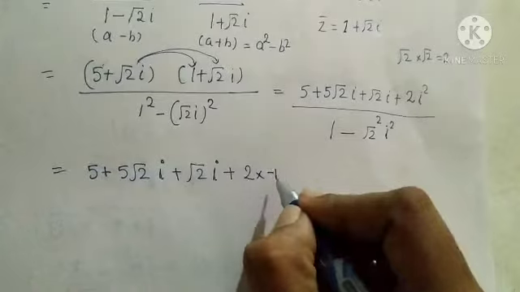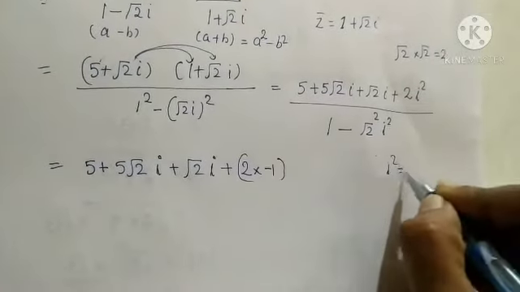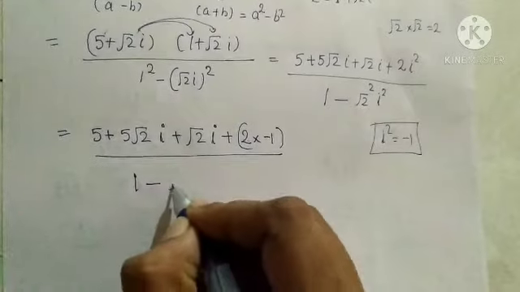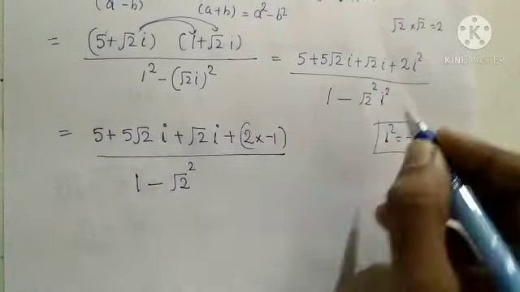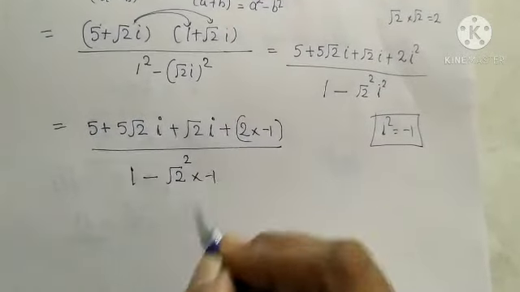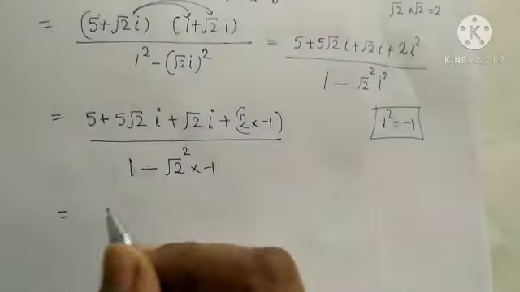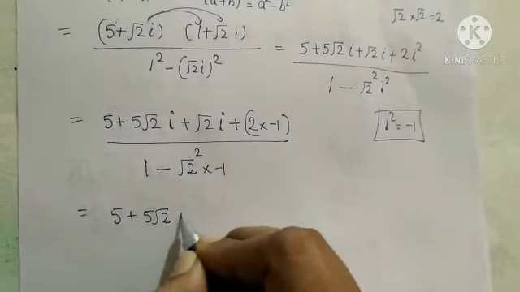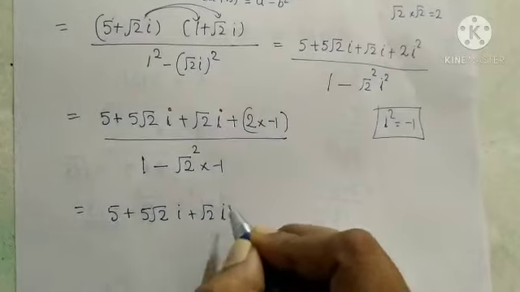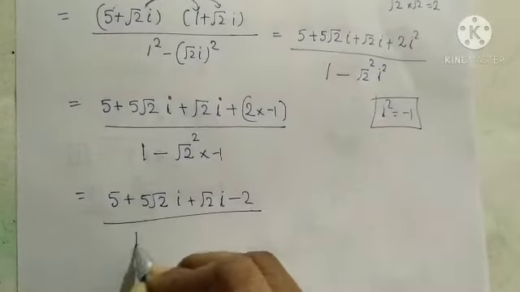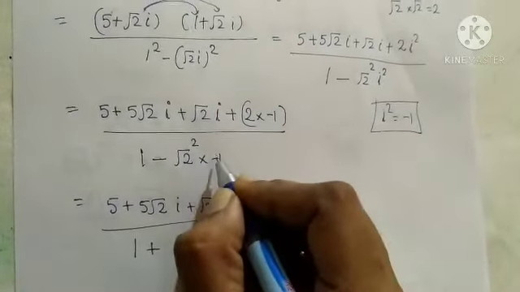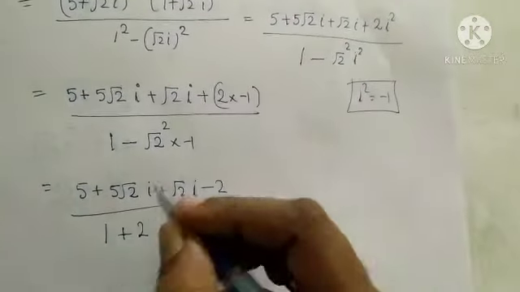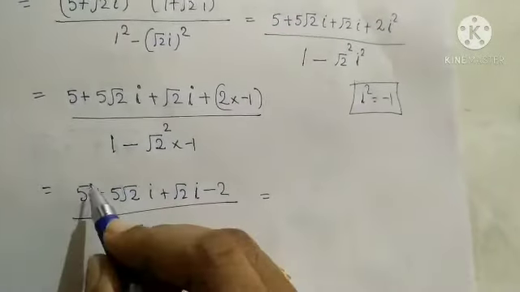I am going to change this i square to minus 1, divided by 1 minus root 2 square into this i square, also I am going to change it to minus 1. And our numerator will become 5 plus 5 root 2i plus root 2i minus 2, divided by 1 plus, this minus and minus will become plus here, root 2 square is 2.